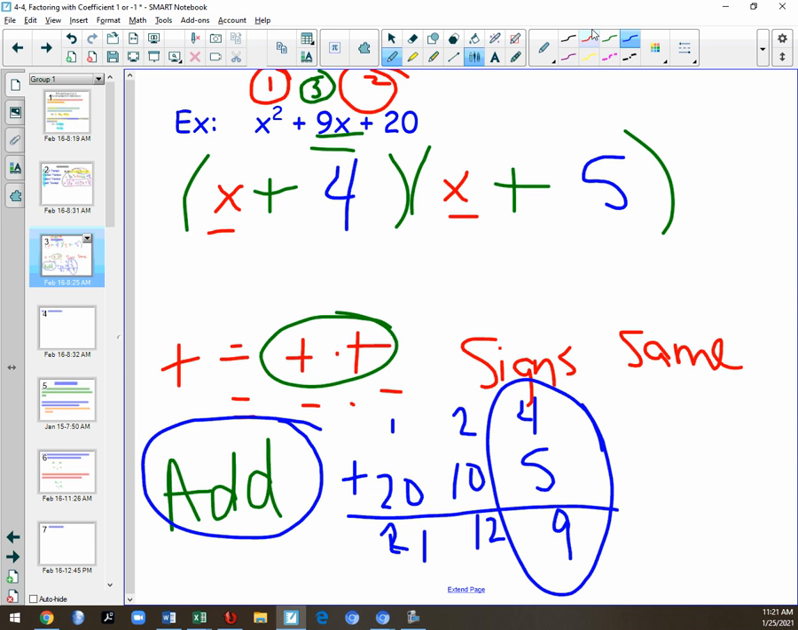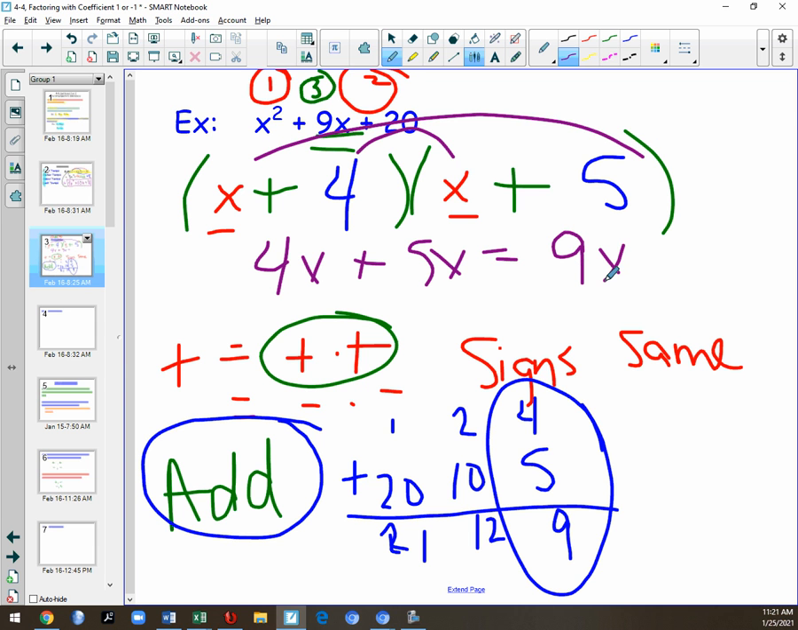Now, how do I check to know that I'm right? I'm going to FOIL, but I'm not going to FOIL the whole thing. I'm going to do my inner first, so that gives me a 4x. I'm going to do my outer, which gives me a 5x, and that total gives me a 9x, which is what I want. Now, how can I know for sure that what I did is correct?